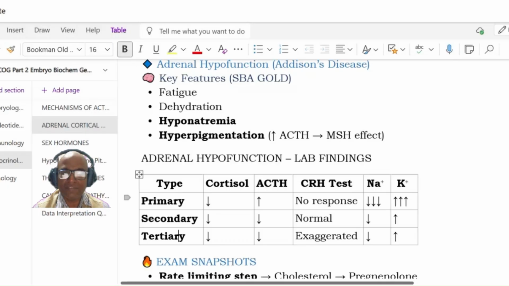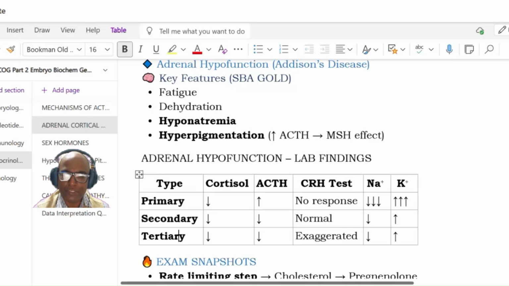What happens if it is a primary adrenal dysfunction? The cortisol level will be reduced, but the ACTH levels will be increased. On CRH test, there will be no response. This is what we have seen in the CRH test. And there will be hyponatremia and potassium levels will be high. This is the primary Addison's disease, primary adrenal hypofunction.